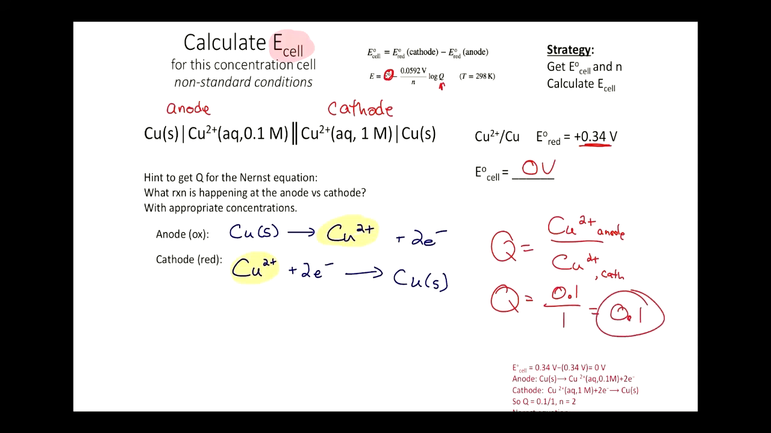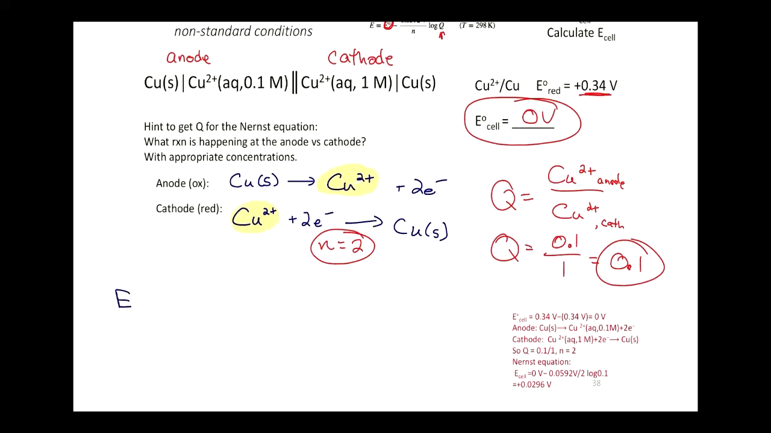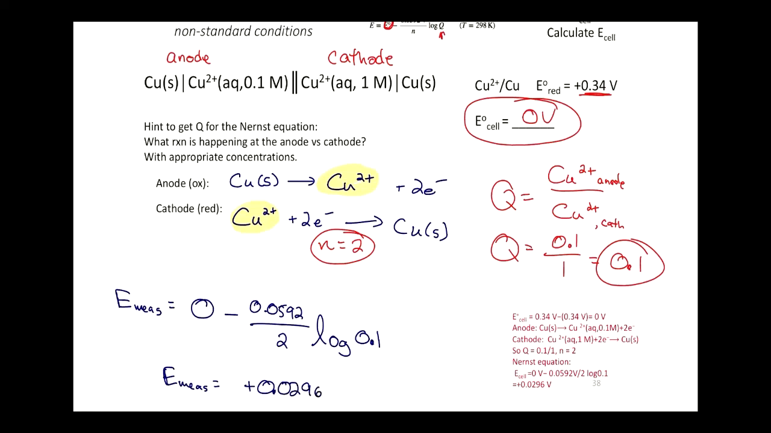Perfect. Okay, so if Q is 0.1, what is N? N is equal to 2. And then we have our standard cell potential, so we have everything to calculate the Nernst equation. So let's do that. What we should actually measure is our standard cell potential, so 0, minus 0.0592 over N, so that's 2, times log of 0.1. And so when you do this, you get a measured cell potential of positive 0.0296 volts.